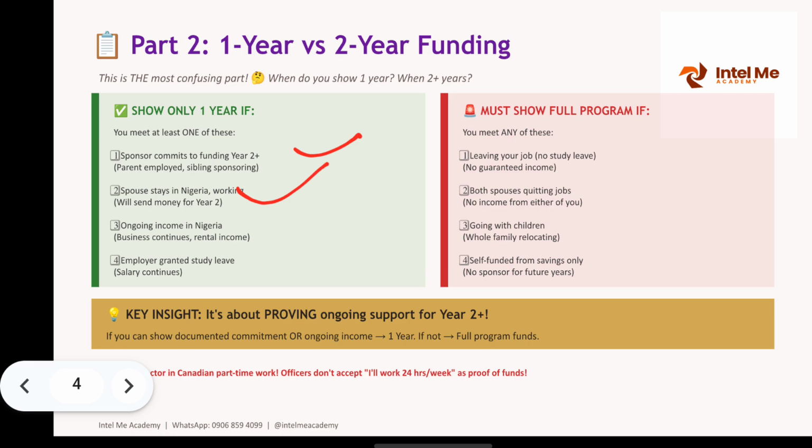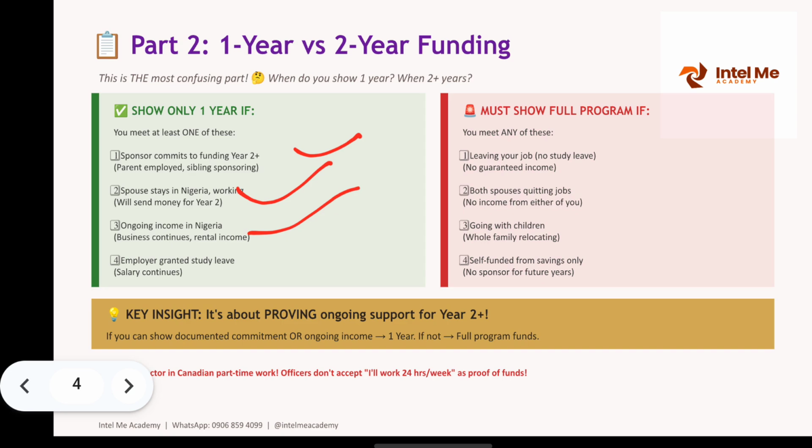If you have a spouse that stays in Nigeria and that spouse is working and they would support you while you're studying, you can show proof of funds for only 1 year. And when you say proof of funds, that's tuition plus living expense. You can show that for only 1 year. If you have ongoing income in Nigeria, say a business, maybe you have property that you're renting, investment, things like that can be generating income for you while you are studying, you can only show 1 year.